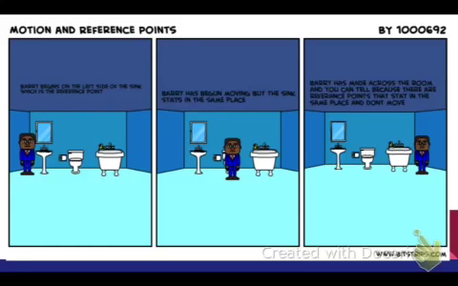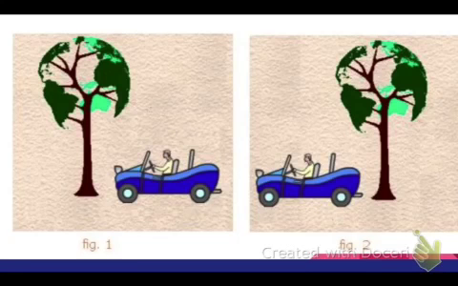Okay, let's look at another example. In this example, the reference point is the tree, and so we need to see if the car is moving. In figure 1, our car is to the right of the tree, and in figure 2, we can tell that motion has occurred because now the car is to the left of the tree, showing that the car moved from the right to the left of the tree and motion has occurred. Okay? So that's a reference point. A reference point is a stationary object that you use to compare to see if motion has occurred.